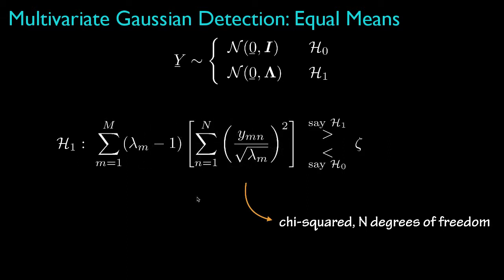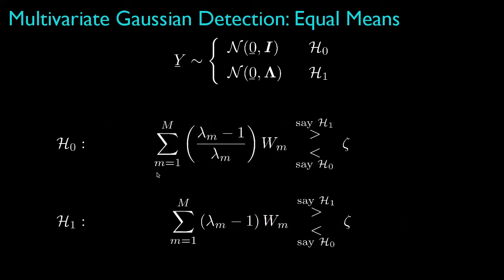Under hypothesis 1, each element of the pre-processed data will have a variance equal to the corresponding element of lambda. Accordingly, if we take the lambda term from the denominator of the coefficients and take that inside the sum, then the normalized observations will have unit variance, so that the normalized sum of the squares will also be a chi-square with n degrees of freedom, and now the superposition coefficients would be lambda m minus 1. Therefore, we can think of the decision statistic as a linear superposition of independent chi-squared random variables where the superposition coefficients depend on which hypothesis is true.